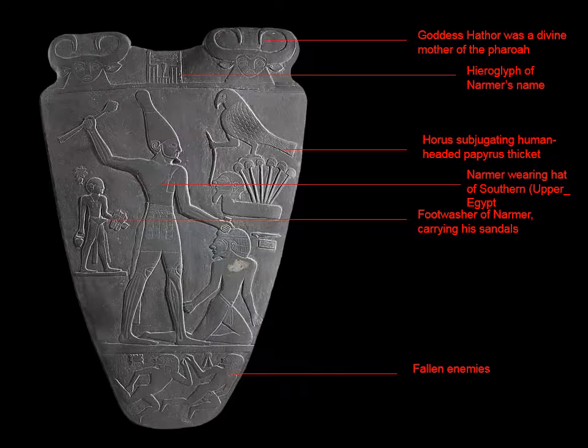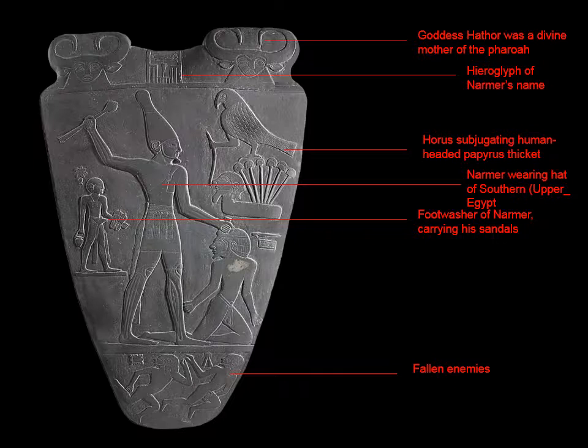And here you see Hathor standing on a human-headed papyrus thicket. The papyrus thicket would have been a symbol for Lower Egypt, which was conquered. And so this is a symbol of Horus subjugating the Nile Delta. There's 6 of these papyrus stalks, and they may represent 6,000 defeated people. Then we see Narmer standing on a ground line, where we see an aerial view of 2 fallen enemies.